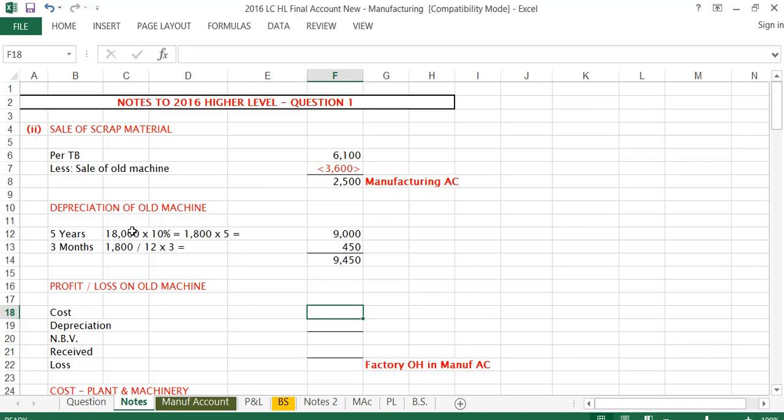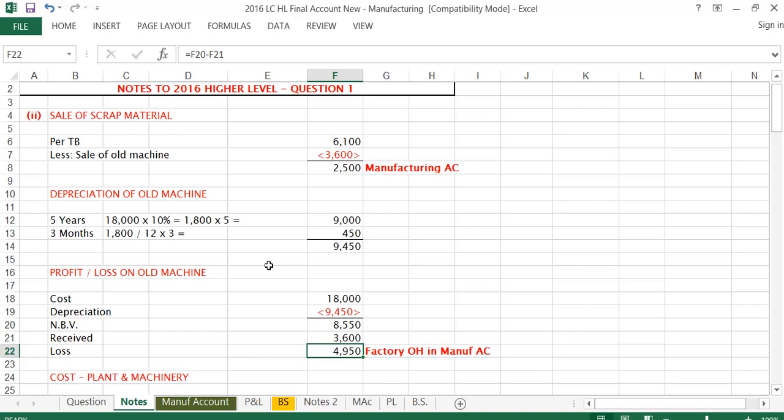That will help us see whether we made a profit or loss on the machine. As we set up above, the cost of the machine was 18,000. The depreciation we worked out to be 9,450. So the cost less the depreciation gives me a net book value of 8,550. It says that we received 3,600. So if it's worth 8,550 and we only received 3,600, the difference between the two shows that we have a loss of 4,950. And that loss on sale of machine will go in factory overheads in the manufacturing account.